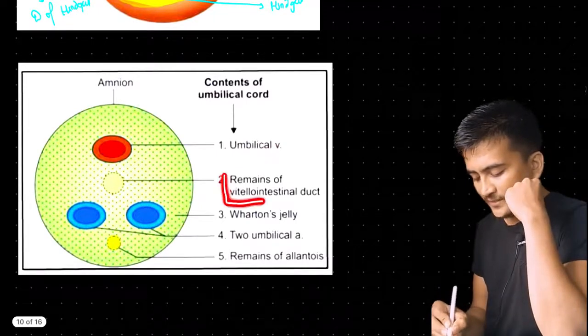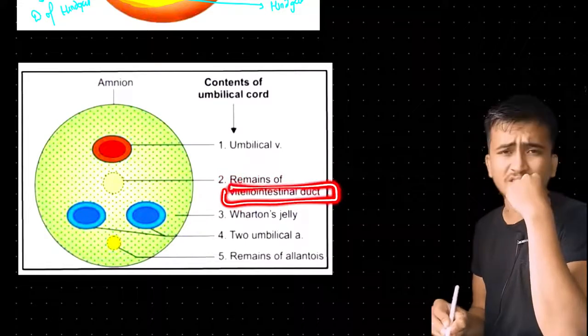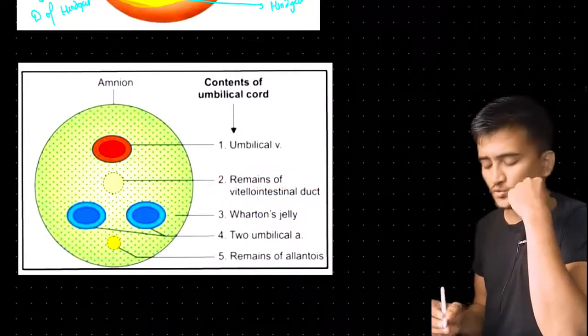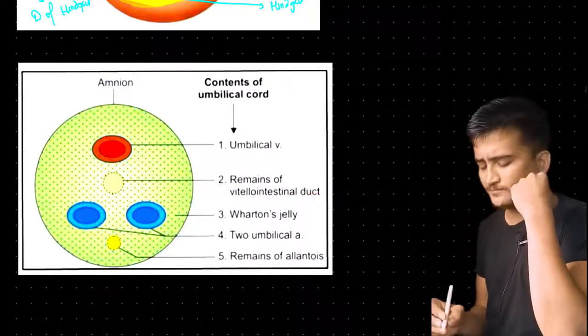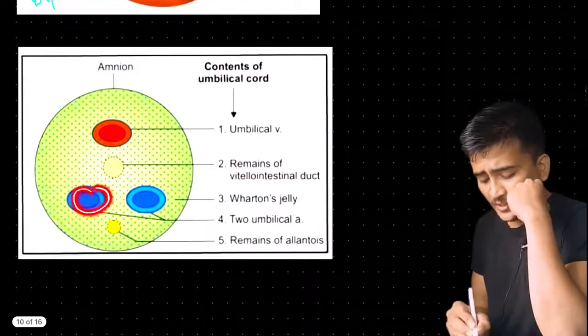Another thing, the remnants of the vitellointestinal duct. As we have said, the vitellointestinal duct is a diverticulum of the midgut. So, it needs to be removed from the body, right? Okay. So, here we have the remains of the vitellointestinal duct.